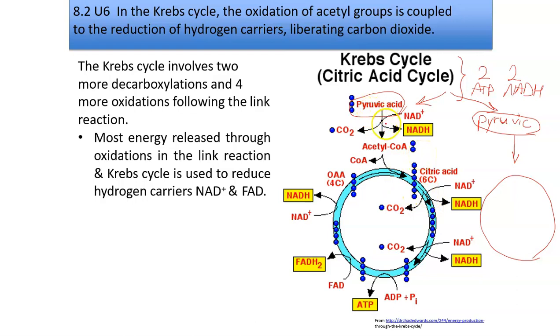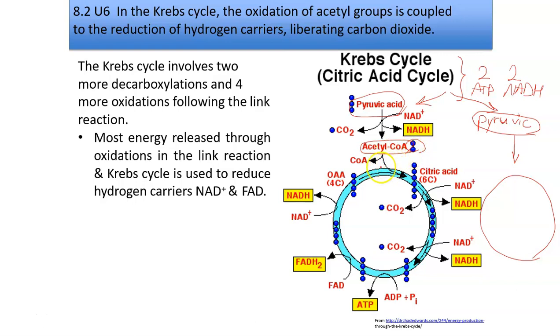The pyruvic acid, in the link reaction I just mentioned in the previous slide, will be converted to acetyl-CoA. CoA means coenzyme A, and this acetyl-CoA, by releasing the coenzyme A, will enter the Krebs cycle. At this stage, there will be a 2-carbon molecule. Acetyl-CoA has 2 carbon molecules.